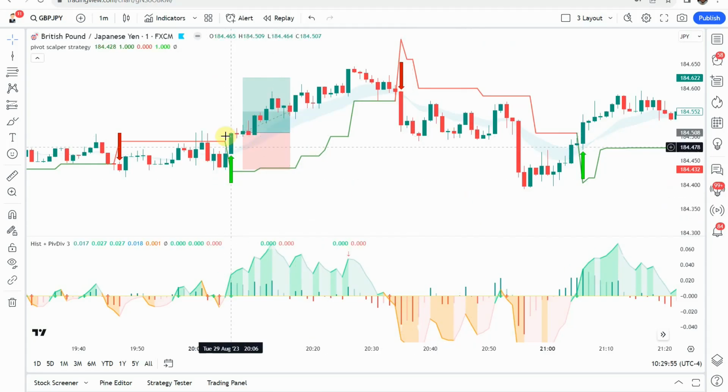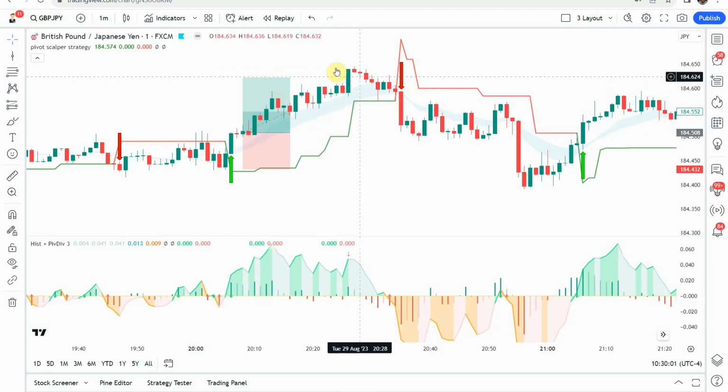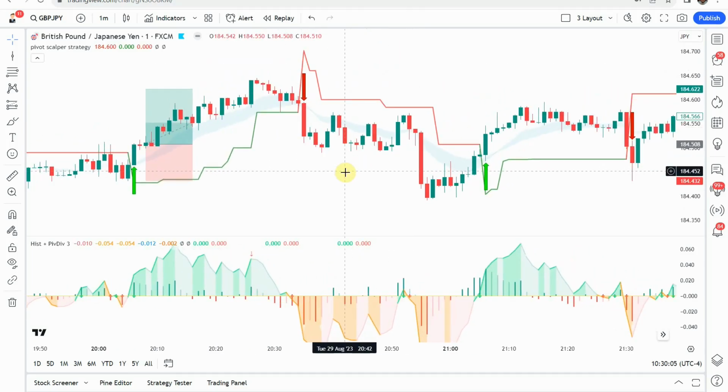And so in this particular case, you can see that our strategy price action made it up nicely here and hit our take profit right before it rolls over and makes this push to the downside.